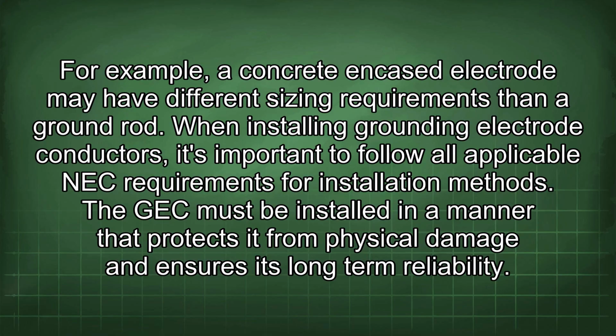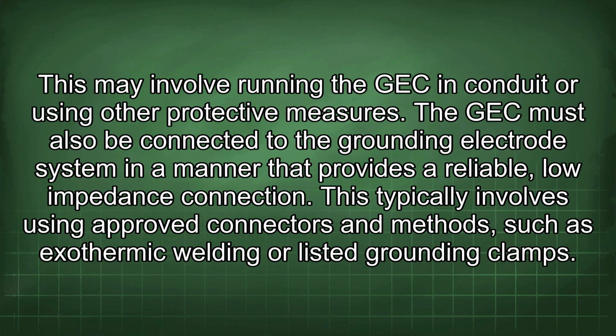When installing grounding electrode conductors, it's important to follow all applicable NEC requirements for installation methods. The GEC must be installed in a manner that protects it from physical damage and ensures its long-term reliability. This may involve running the GEC in conduit or using other protective measures. The GEC must also be connected to the grounding electrode system in a manner that provides a reliable low-impedance connection. This typically involves using approved connectors and methods such as exothermic welding or listed grounding clamps.